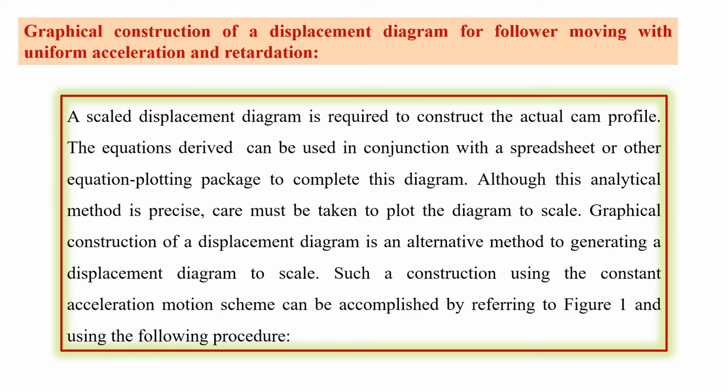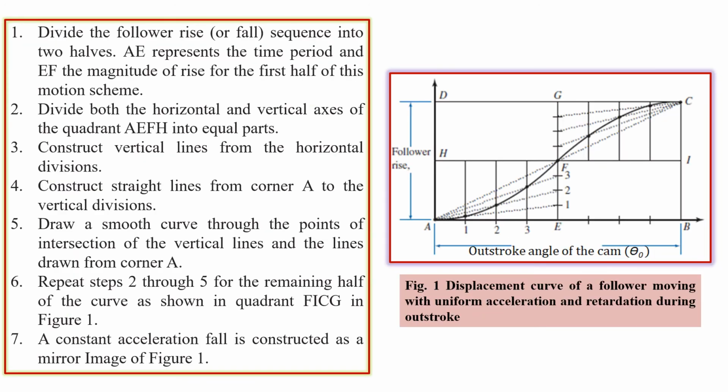Such a construction using the constant acceleration motion scheme can be accomplished by referring to figure 1 and using the following procedure. So the following procedure is basically adopted to plot the displacement curve of a follower moving with uniform acceleration and retardation during outstroke. First, divide the follower rise or fall sequence into two halves. AE represents the time period and EF represents the magnitude of rise for the first half of this motion scheme.